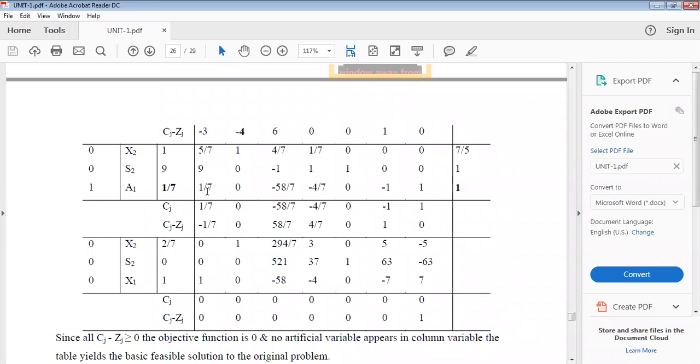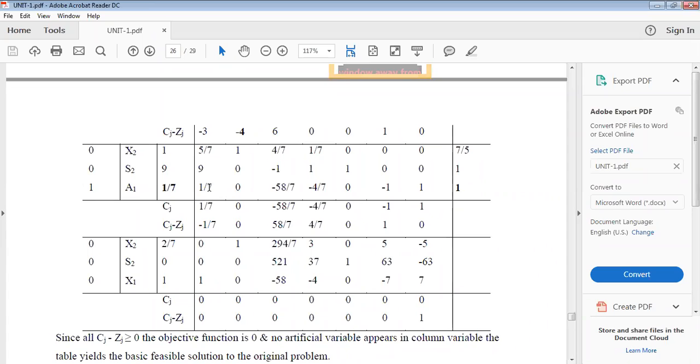So when you are considering this particular thing, what is this? A1 will go out and X1 will come and occupy automatically. So A1 has gone out. That is the A vector in this particular case.